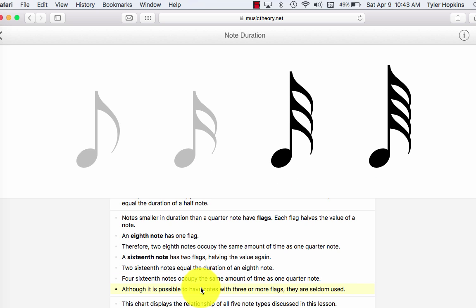Although it is possible to have notes with 3 or more flags, they are seldom used. As you can see, this would be half of a 16th note, called a 32nd note. And this would be half of a 32nd note, represented by 4 flags on the stem.